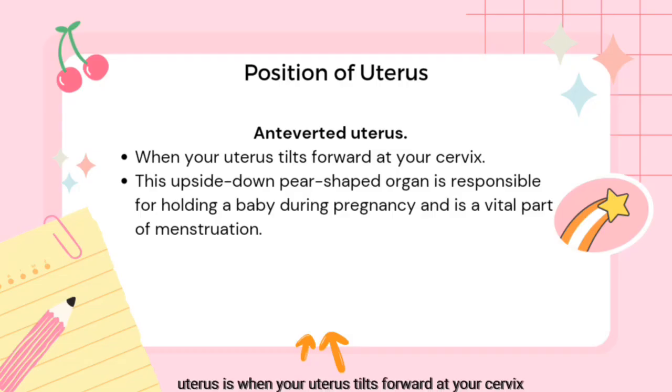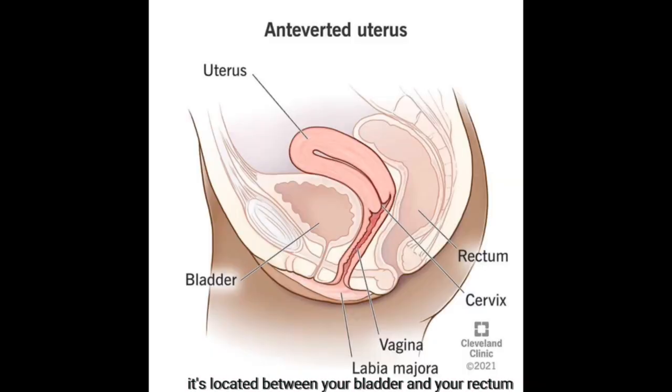An anteverted uterus is when your uterus tilts forward at your cervix. Your uterus plays a critical role in your reproductive system. This upside-down pear-shaped organ is responsible for holding a baby during pregnancy and is a vital part of menstruation. It's located between your bladder and your rectum in your pelvis, although its exact positioning varies. A uterus being anteverted simply describes its position within your pelvis.